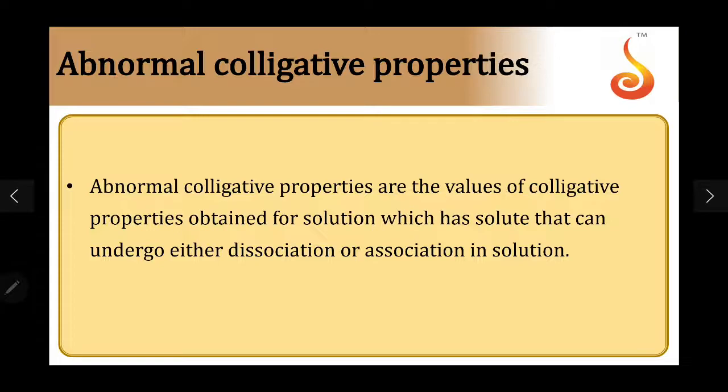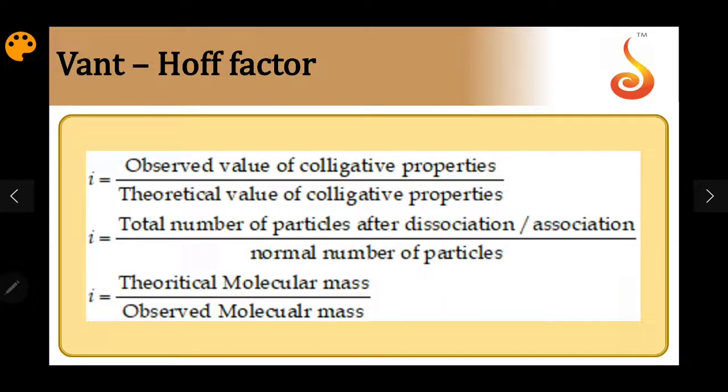To account for abnormal colligative properties, we have what is called the Van't Hoff factor. Van't Hoff factor is denoted by i. So i is equal to observed value of colligative property by theoretical value of colligative property, or total number of particles after dissociation or association by normal number of particles. Since value of colligative property is inversely proportional to molecular mass, it will be the ratio of theoretical molecular mass by observed molecular mass. In the experiment, observed molecular mass will be different, we will not get the molecular mass same as predicted by the molecular formula. That means it is undergoing either dissociation or association. So these are the three different formulas to find out Van't Hoff factor.